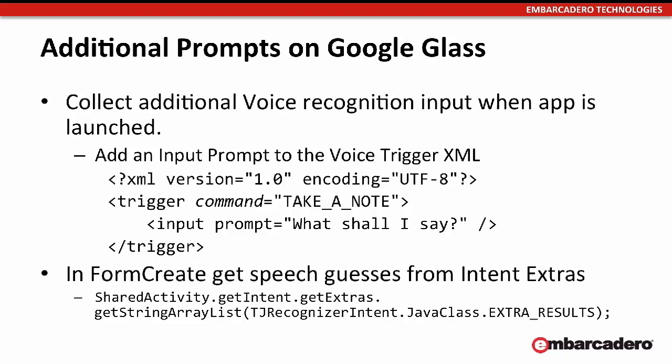In your form create or even your form show, you access the shared activity, you get the intent, you get the extras, and you get the extra results. And that's going to give you the string that the user dictated to your app when it launched.